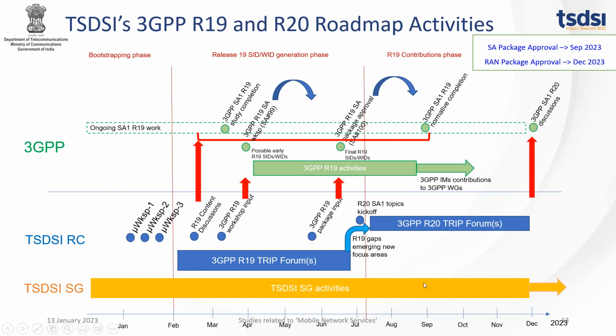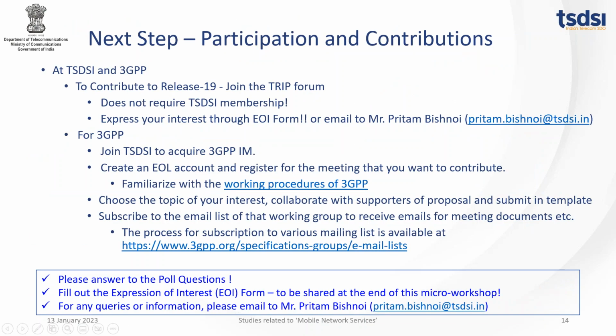In parallel, we have the study group, which continuously keeps discussing the standardization items and contributes to 3GPP. As a next step, I would say, to contribute to Release 19, join the TRIP forum. It does not really require any membership. We have an expression of interest form, which will be shared towards the end of this workshop.